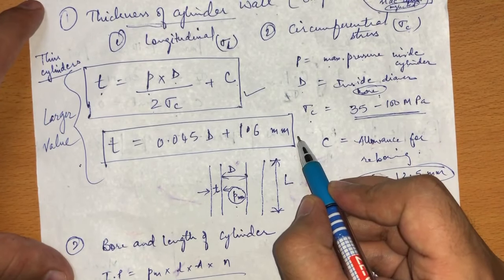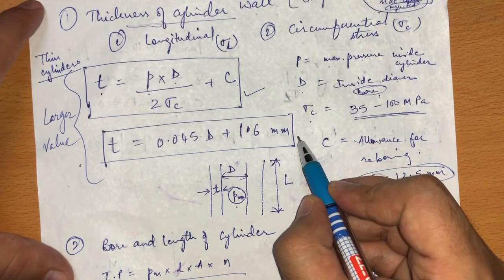The value of C, which is used in the formula 1, is nothing but allowance for reboring, which is of the range of 1.5 to 12.5 mm. For numerical purpose, we will go for the value as 2 mm. Larger of the two values of t is taken as the final answer in case of thickness of cylinder wall.